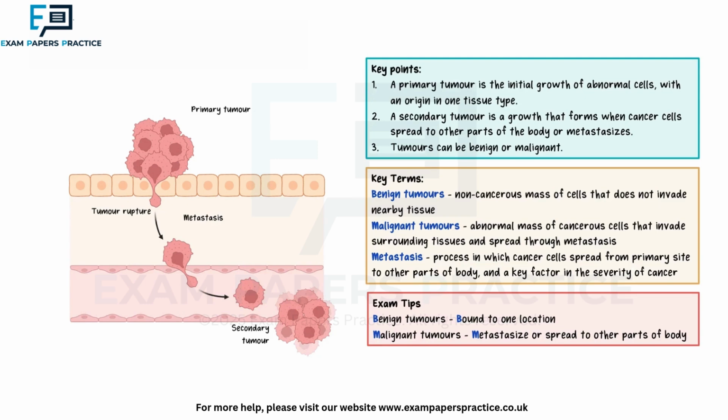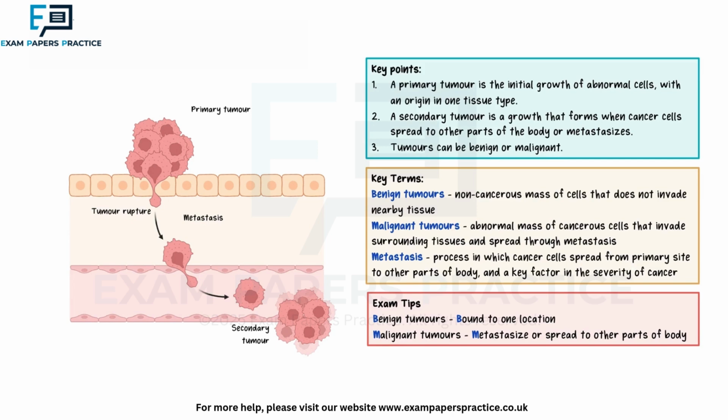They grow locally and are usually encapsulated, which helps prevent them from invading surrounding tissues or spreading to other parts of the body. Although benign tumors can cause health issues, depending on their size or location, they are not cancerous and generally have a better prognosis than malignant tumors.